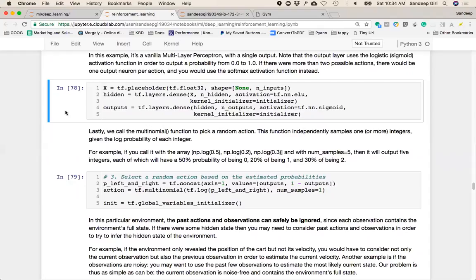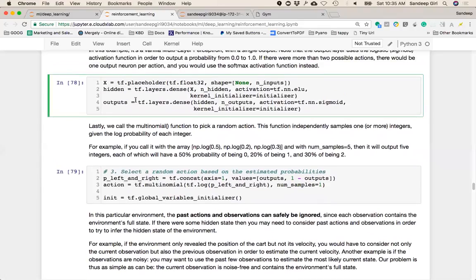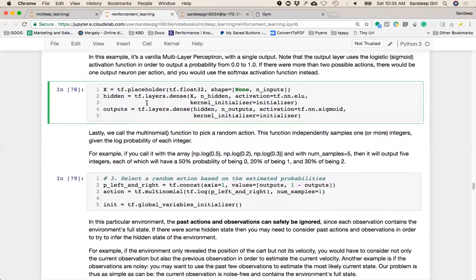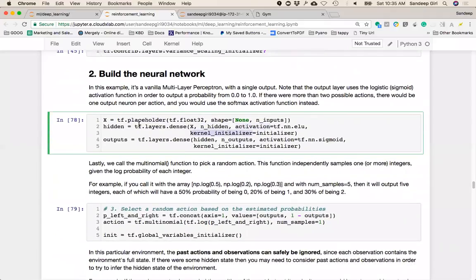If there were more than two possible actions, we would be having one output neuron per action. Okay, so now once we have defined our initial variables, we are creating the hidden layer. The hidden layer is basically taking X as the input. X is our placeholder, that is the data we are going to inject from outside. And these are the hidden neurons, the number of neurons in the hidden layer. And this is the activation function, and this is the kernel initializer for this hidden layer.